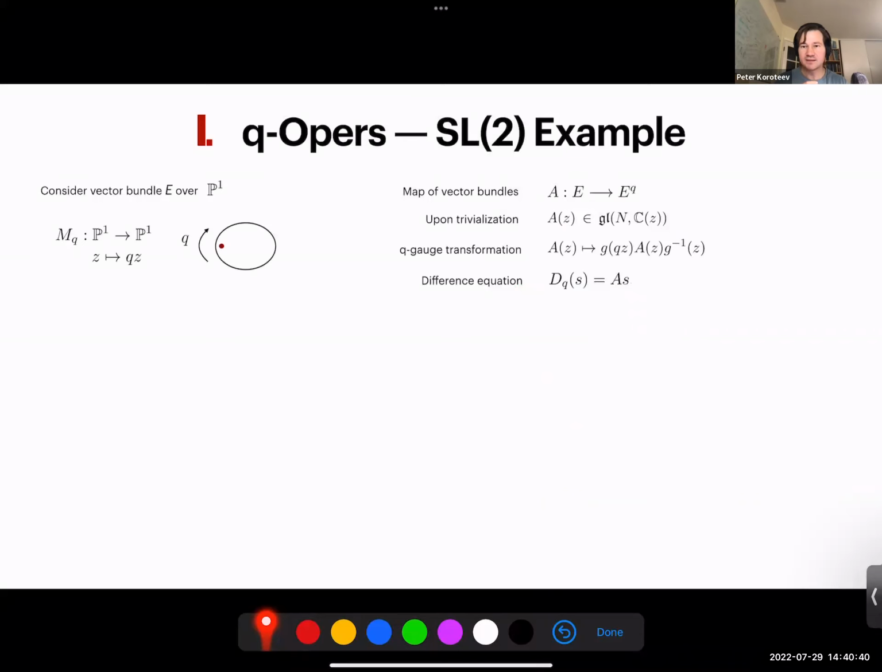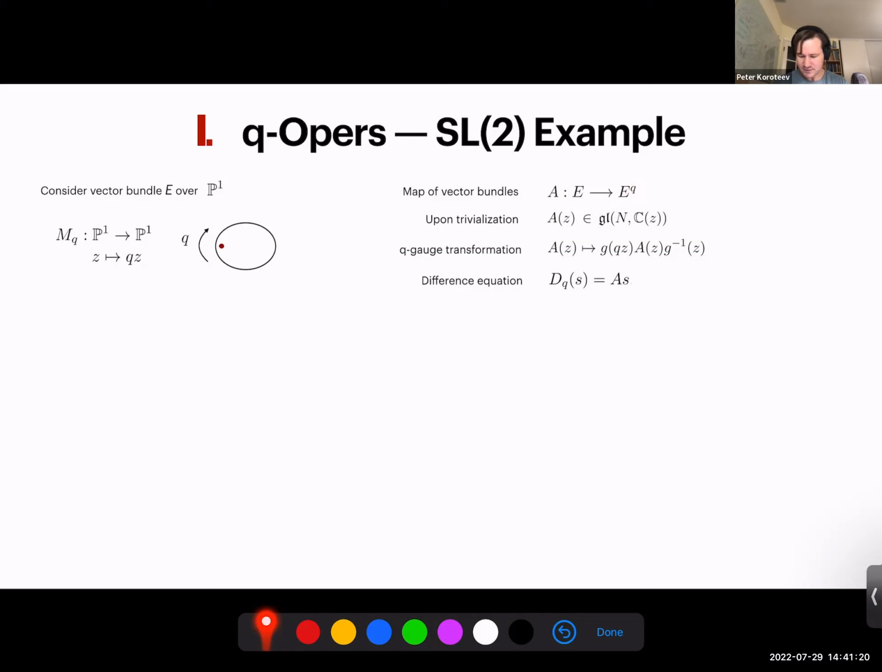Okay, so let's get right into it. What's a q-Oper? Pick a holomorphic vector bundle E over CP1, and consider this map, which I call M sub q, which takes the local coordinate and multiplies it by a non-zero complex number q. This is the q which will appear everywhere in the talk. That induces a linear map of vector bundles: you have a map between E and the pullback of E under this M_q.